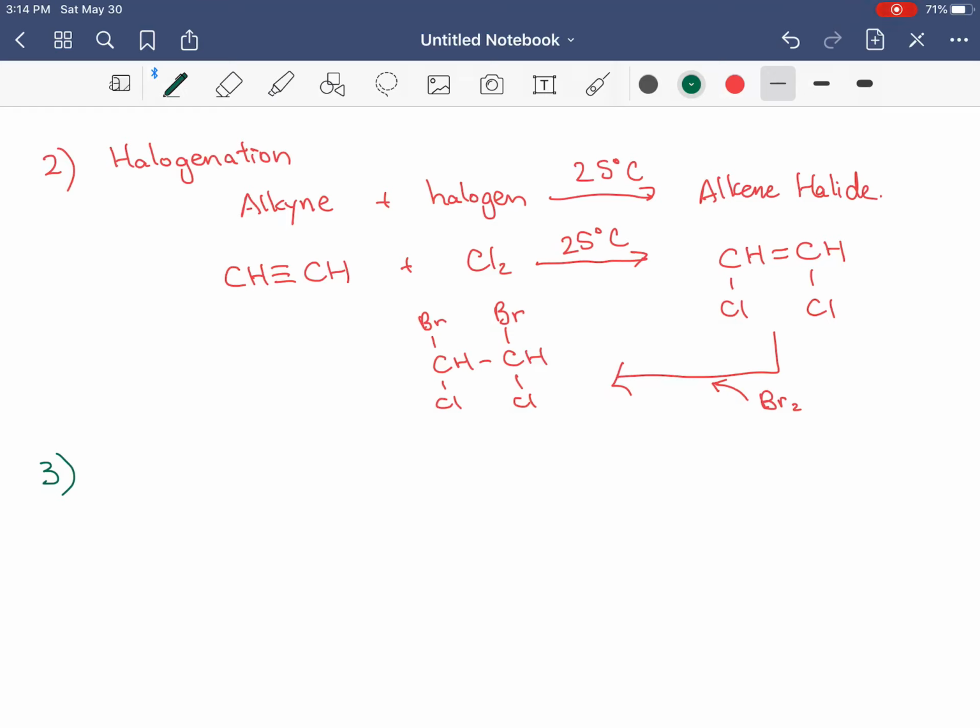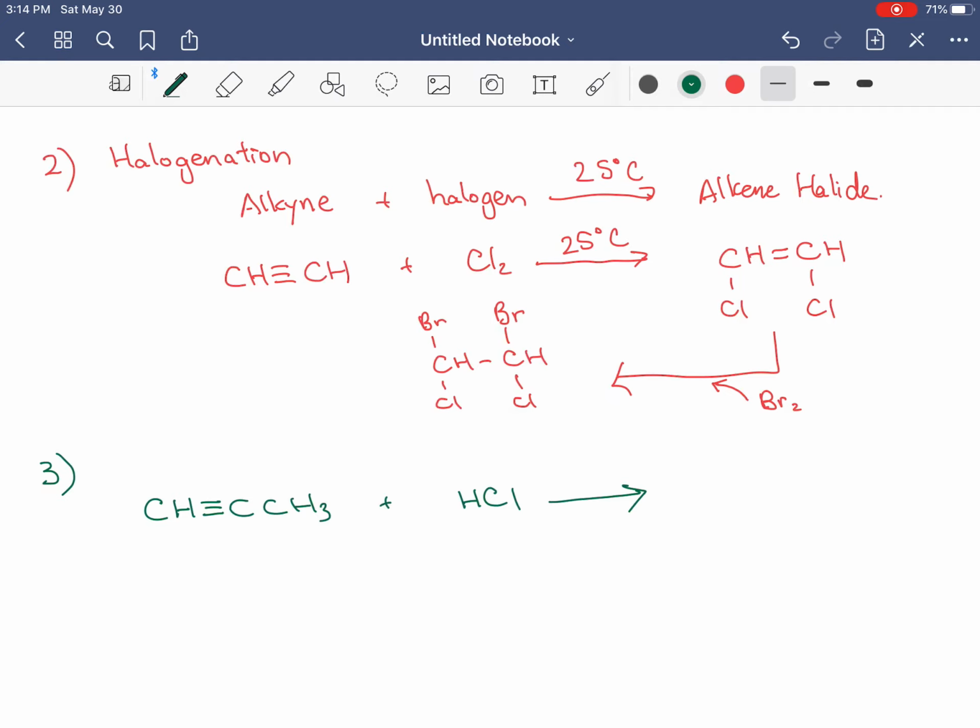It was something like this. Okay, so I have CH, C, CH3. Okay, propyne, right? And I'm gonna react this with HCl. Okay, what am I gonna get? Now, with alkene, we saw that Markovnikov rule applies. The rich gets richer, right?